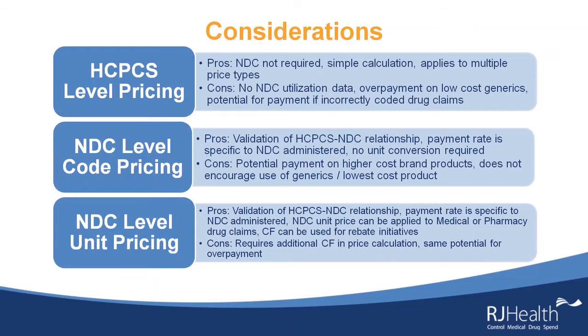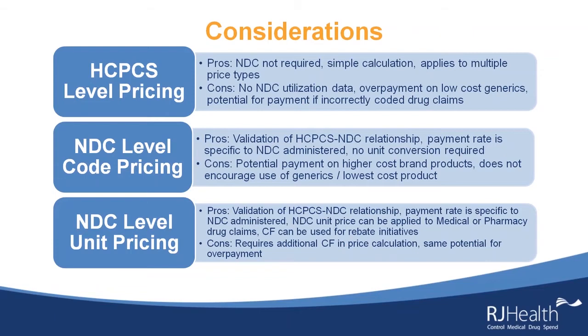So the cons to the HCPC level pricing is that we're not capturing any NDC utilization data. There's the potential for overpayment on lower cost generics. So when lower cost generics are being utilized, if you're paying at a median code level price, you're potentially overpaying for those products. And there's potential for payment of incorrectly coded claims.